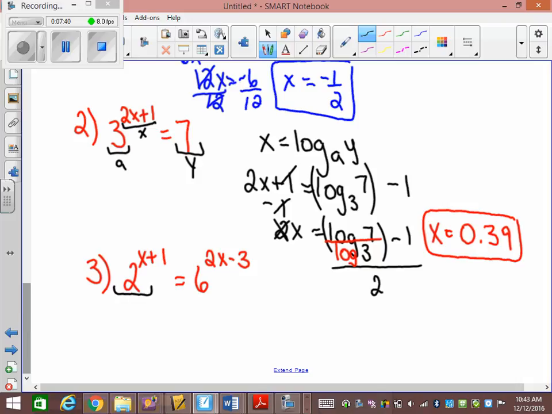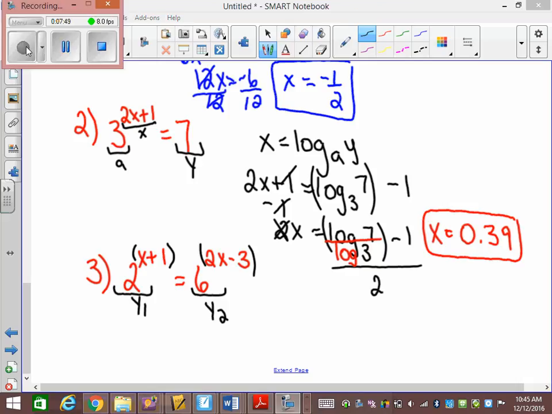So I have to use y1, y2. Try it out. Make sure, unless you have an exponent that pops up, that these are in brackets. So try. Okay. X equals 2.1.